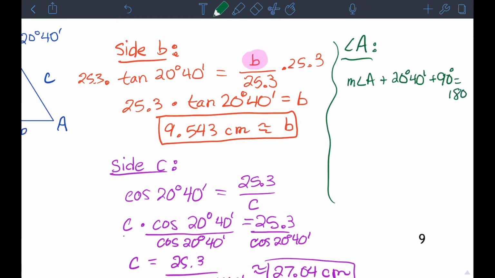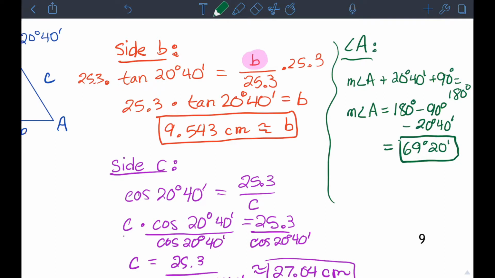You don't necessarily have to write the equation out like I'm doing, but I'm just showing all my work. So I could subtract the two angles that I have from 180 degrees to figure out what my remaining angle's measure is. If I do that, I get 69 degrees, 20 minutes.